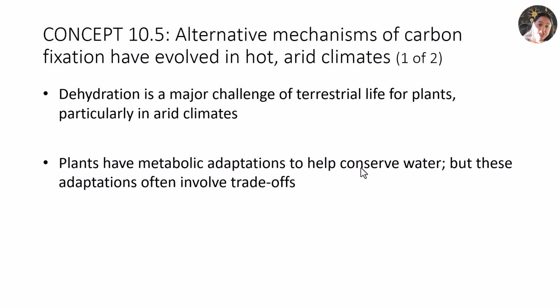So dehydration is a major challenge of terrestrial life for plants, so stuff that's on land. Especially in arid climates that are hot, right? You run the risk of dehydration. So plants that live in these environments have metabolic adaptations to help conserve water, but then these adaptations have trade-offs.